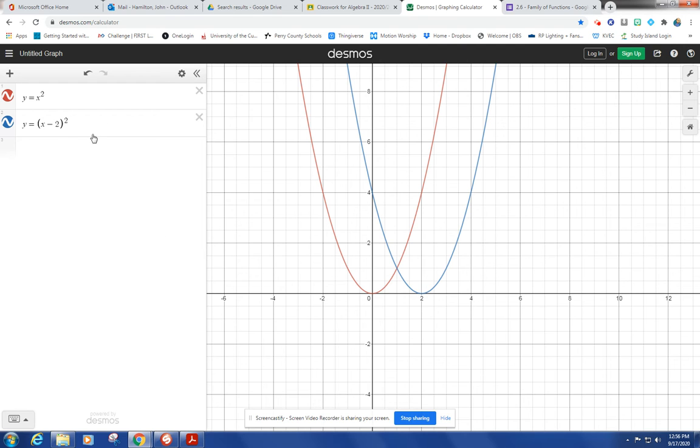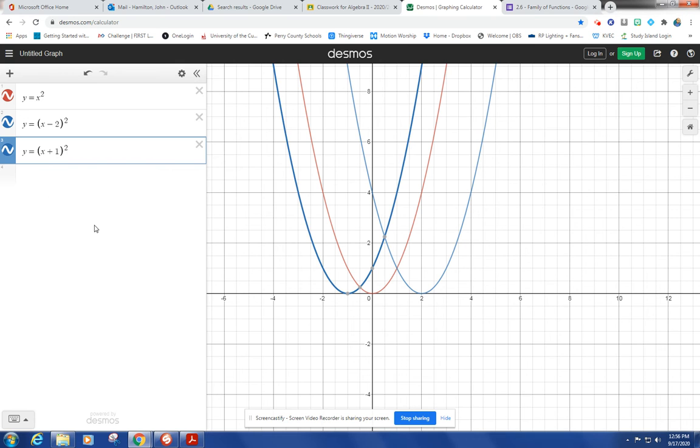Let's do another one, and you'll see this, I think, a lot more clearly. I'm going to go ahead and copy this, which is going to make it much easier. And I'm going to change this to a positive 1. Now notice what happens here. Now all of a sudden my graph moves to the left 1, even though I have a positive 1 over here.